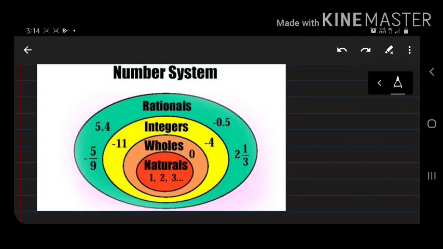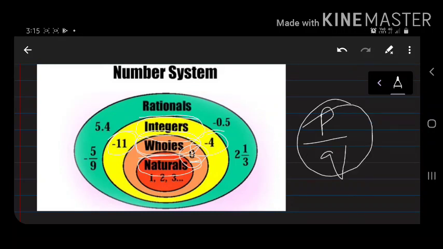Let us conclude what we have discussed. The first number system was natural numbers, the numbers like 1, 2, 3. After that, we added 0 to these natural numbers to get a new number system, which was the whole numbers. We expanded the whole numbers by adding the natural numbers with the negative sign, and we named this new number system integers. And finally, we saw the rational numbers, which are in the form of p by q such that q is not equal to 0.